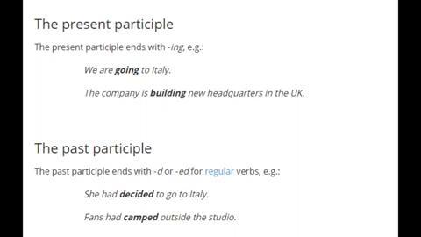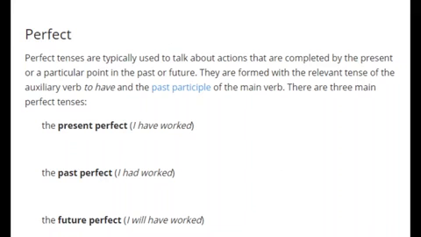Now come to perfect tenses. Perfect means the action has already completed. Perfect tenses are typically used to talk about actions that are completed by the present or a particular point in the past or future.